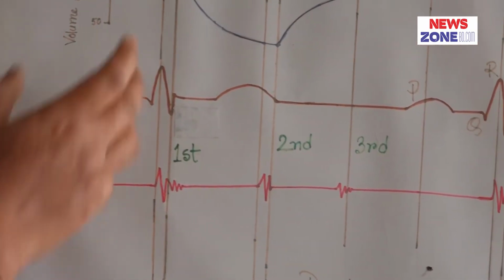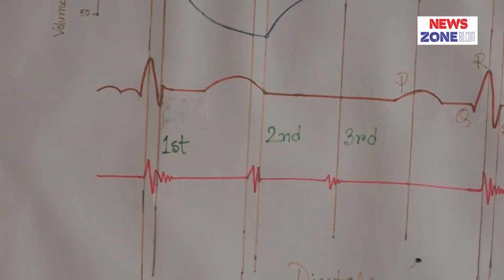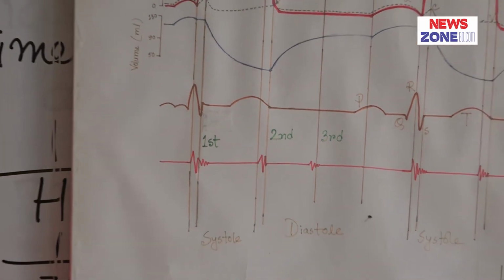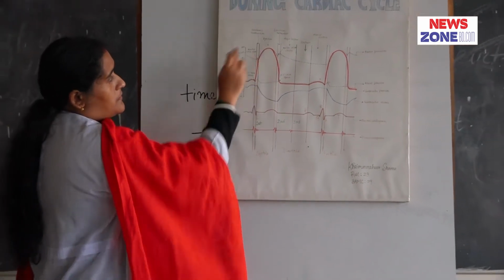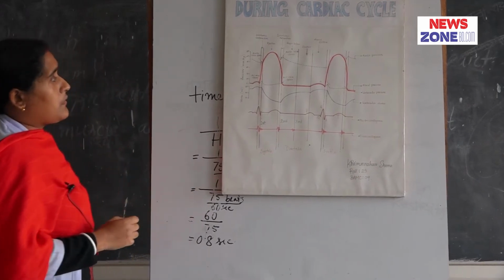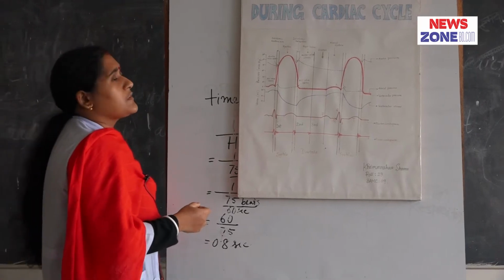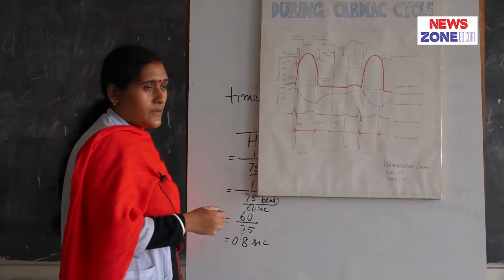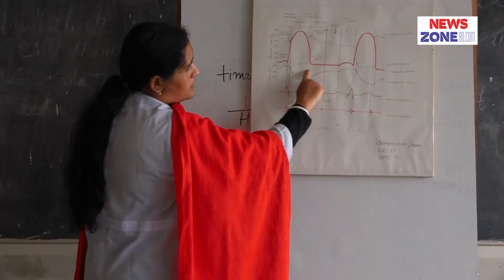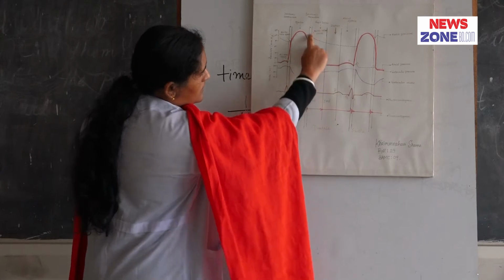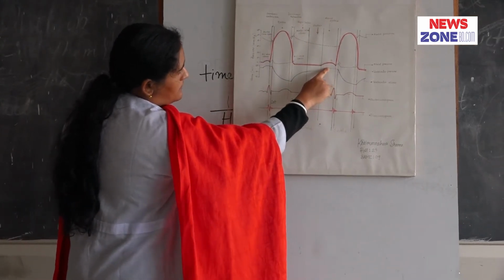So I told you the ventricular events, the pressure changes and volume changes that occur in ventricular systole: the isovolumic contraction phase, ejection period, rapid ejection period and slow ejection period. Now I will tell you about ventricular diastole. The duration of ventricular diastole is 0.5 second. I previously also told the phases of ventricular diastole: protodiastolic period, isovolumic relaxation period, first rapid filling phase, diastasis and last rapid filling phase.